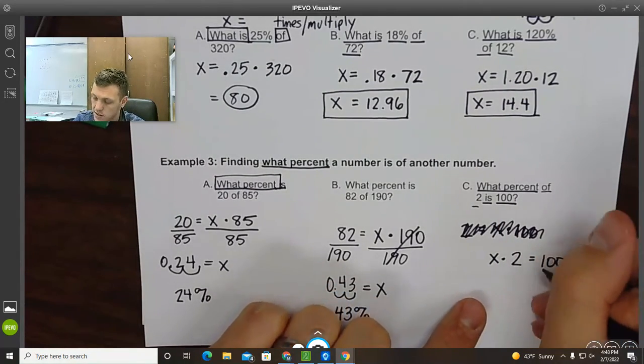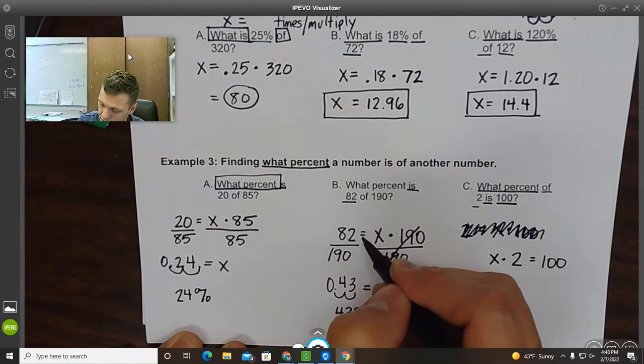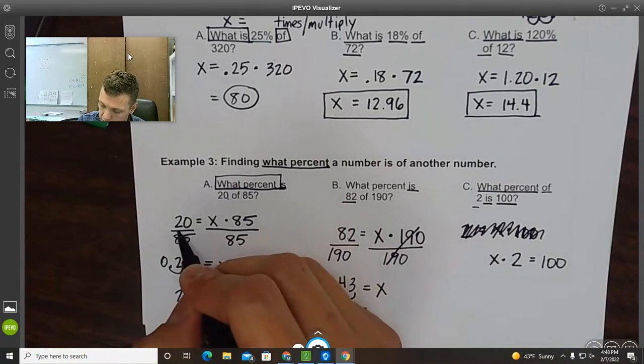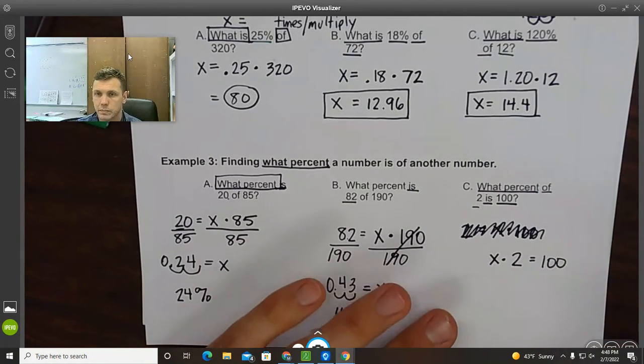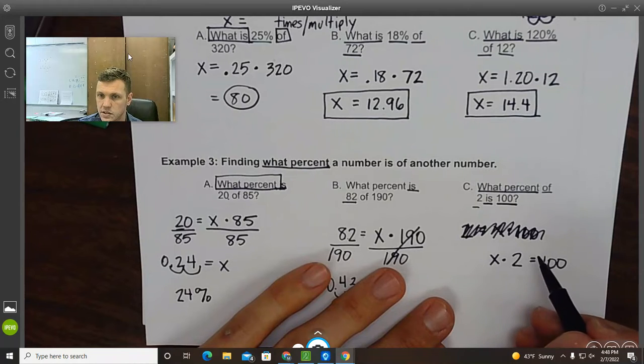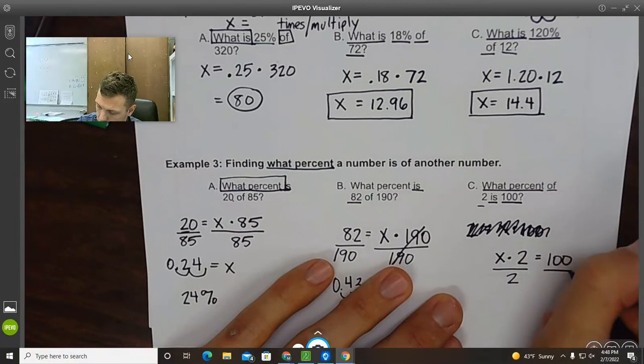That means the answer is the 100. Here it said is 82, that's why we said equals 82. This one said is 20, that's why we said equals 20. This one says is 100. So what percent of 2 is 100? We divide by 2.